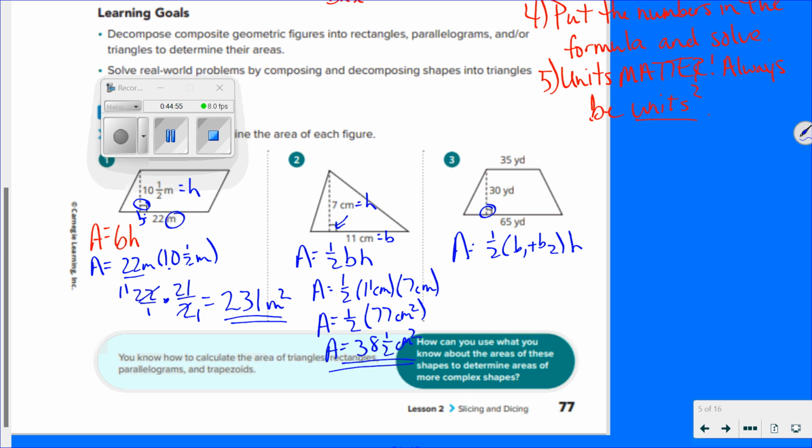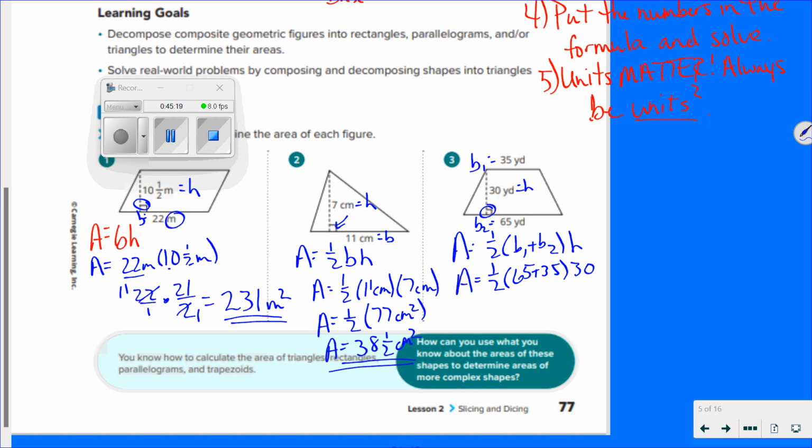Vivian. Base 1 is 65 yards. Base 2 is 35, height is 30 yards. Okay, personally, I would go base 1, base 2, but does it really matter? No. So whatever your personal preference is. Then we just put those now in the formula. 1/2, 65 plus 35 times 30.